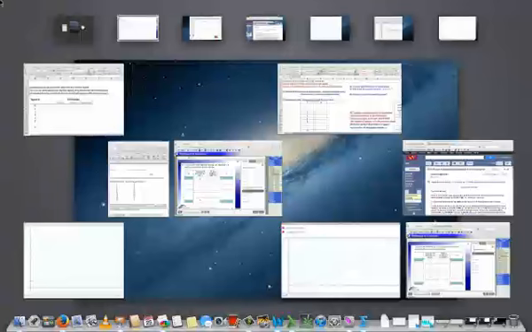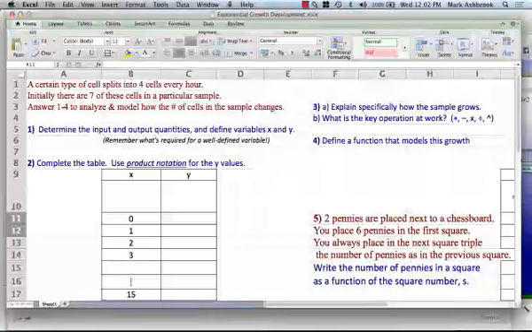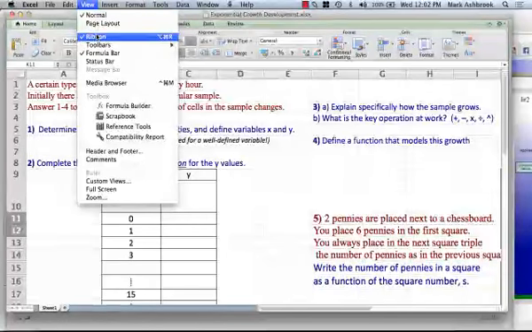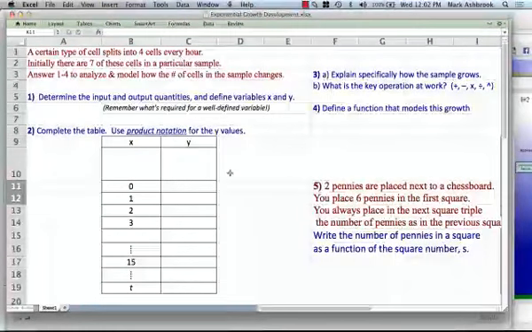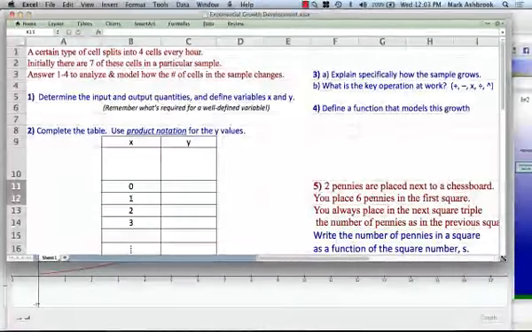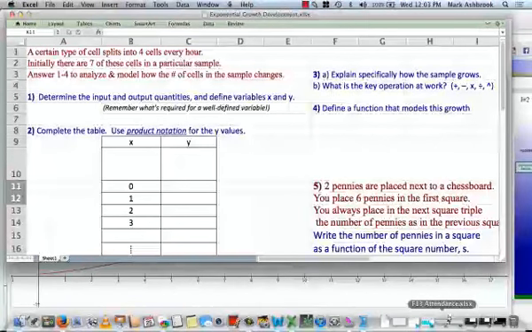So while I'm taking attendance, I want you to work on this. So you can work by yourself, you work together. But anyway, here's the setup. So open the cup, the red in the upper corner. A certain type of cell splits into 4 cells every hour. Initially there are 7 in a particular sample.